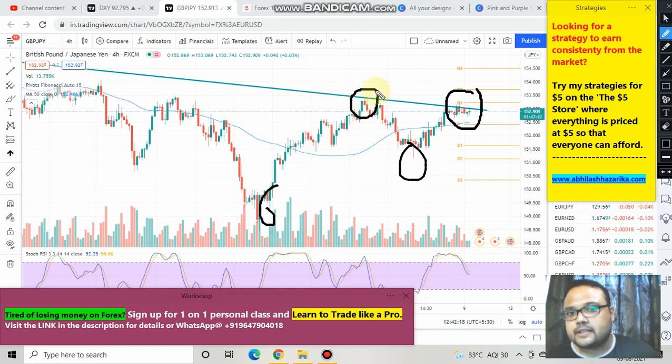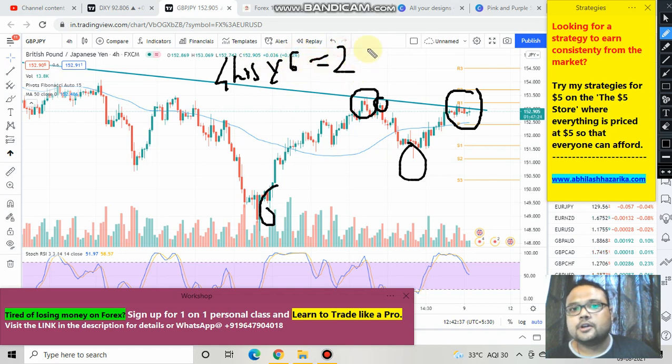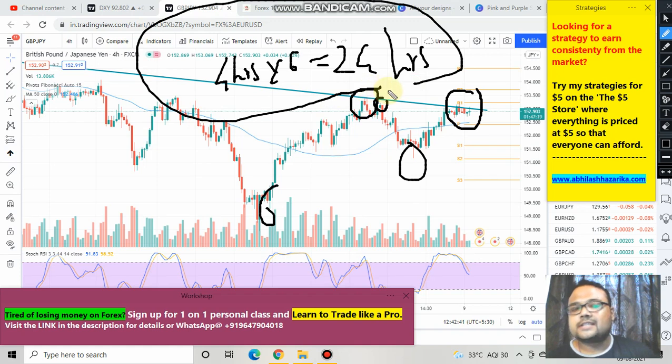See here, previously when market reached the resistance, market immediately came down. Again tried to go up, again market immediately came down. But here you can see that market is standing at a resistance for 1, 2, 3, 4, 5, 6 candles. One candle is equal to 4 hours. 4 hours into 6, 24 hours. Previously market was just reversing after 1 or 2 candles, but right now after 24 hours also, market is not in the mood of going down.